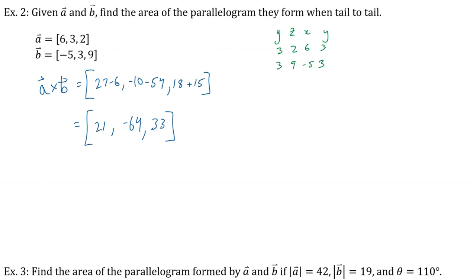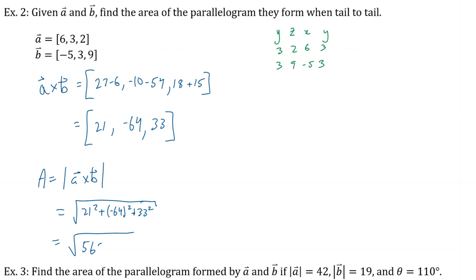So that's the vector. But if we're doing the area, then area equals the magnitude of that vector, which is the cross product, which is the square root of 21 squared plus -64 squared plus 33 squared, which equals the square root of 5,626 square units.